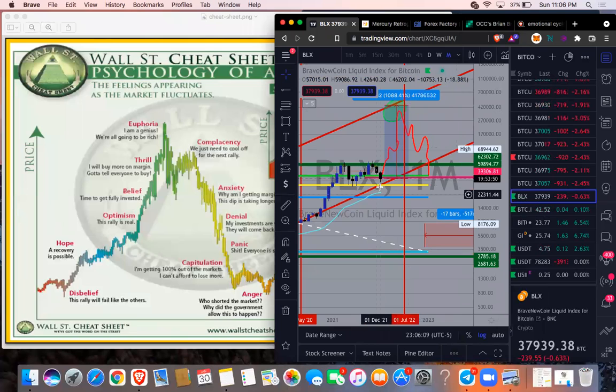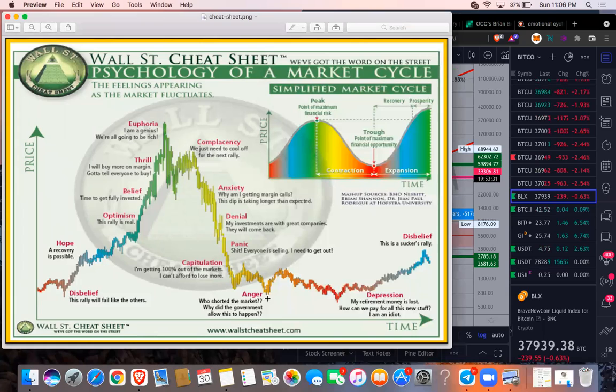So at some point, there needs to be some sort of push. Capitulation, anxiety. Oh my gosh, denial. Oh no, panic. What the hell? I should have taken profit up here. Capitulation. And then anger. When you get into panic, everyone's selling. I need to get out. You know what you've got to be doing? Start buying. I'm getting out of 100% of the market.